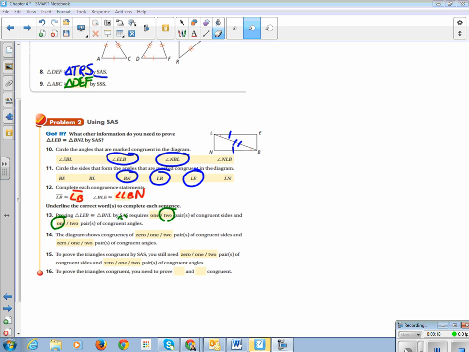Just the diagram. So you're looking at this diagram without anything else marked on it. I promise I won't mark anything. How many pairs of congruent sides do we have marked on this figure? 0. So we have no pairs of congruent sides.